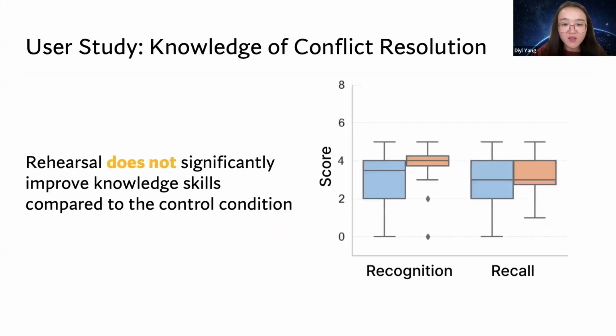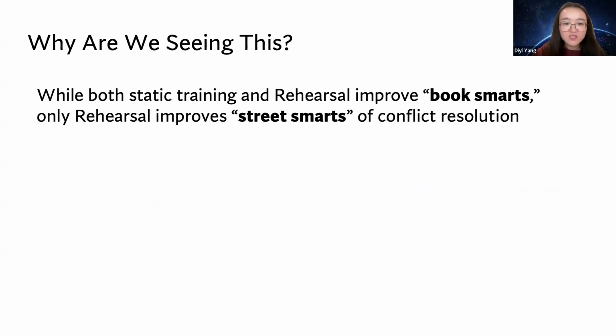60%. Very interestingly, what we found is that this kind of system does not significantly improve knowledge skills compared to the control condition. That is, if you quantify people's learned knowledge, we didn't see any differences here. So this is very interesting. So we did a further investigation, and here is what we found out.